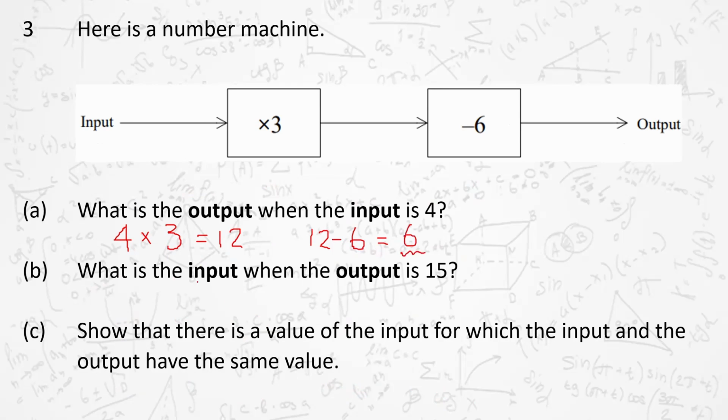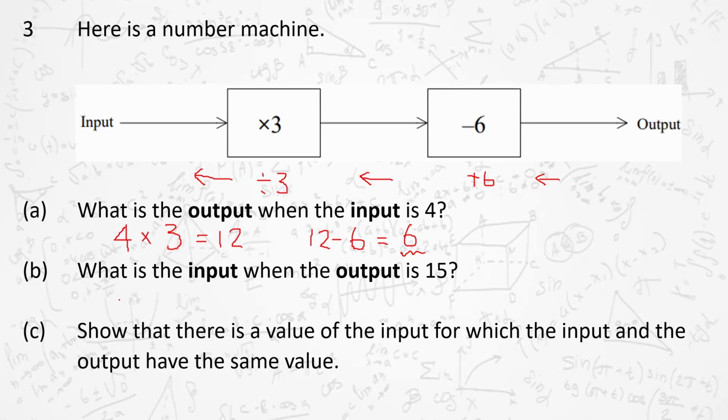Part B, what is the input when the output is 15? So we're going backwards. Going backwards, we need to do the opposite. So instead of minus 6, we need to plus 6. Instead of times by 3, we need to divide it by 3, then work backwards to find our input.